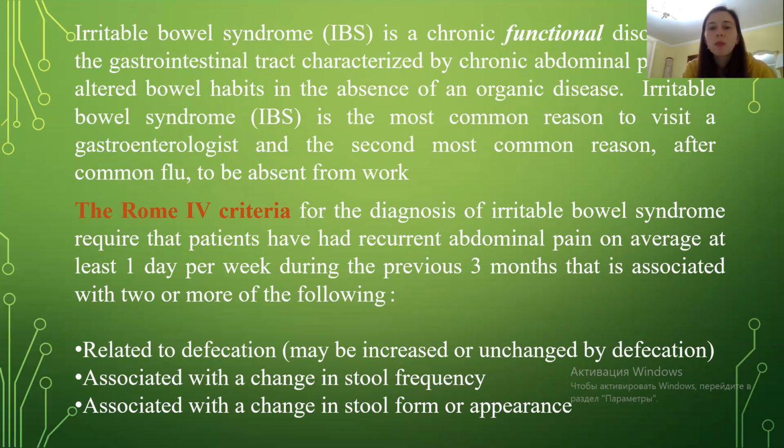The Rome 4 criteria for diagnosis of irritable bowel syndrome require that the patient have recurrent abdominal pain on average at least 1 day per week during the previous 3 months, associated with 2 or more of the following: related to defecation, associated with a change in stool frequency, associated with a change in stool form or appearance.